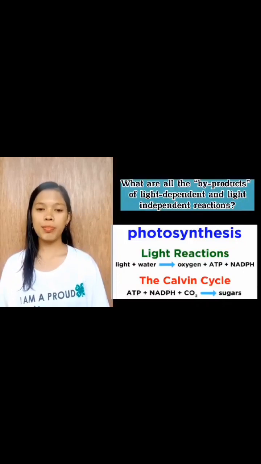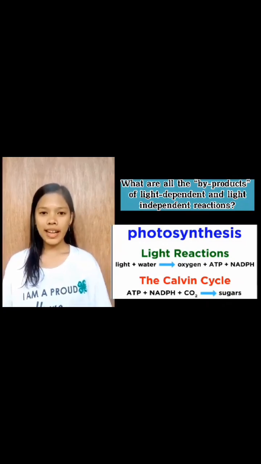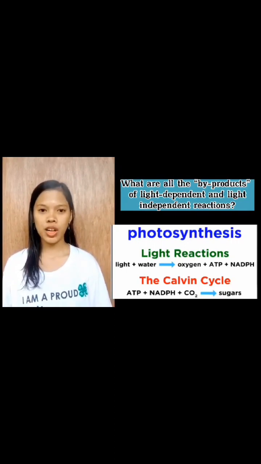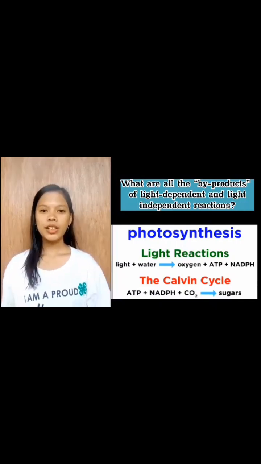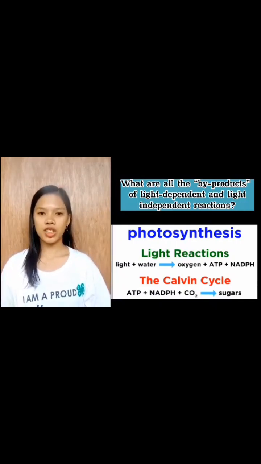As I have mentioned from the previous discussion, during the light-dependent reaction, the sunlight plus water produce oxygen, ATP, and NADPH. While in the Calvin cycle, or the light-independent reaction, it uses those products, which are the ATP and NADPH, plus the CO2, or carbon dioxide, to produce a sugar. Rubisco captures CO2 and attaches it to a 5-carbon sugar called ribulose bisphosphate, or RuBP. In short, the ATP plus NADPH plus CO2 is equal to sugar.